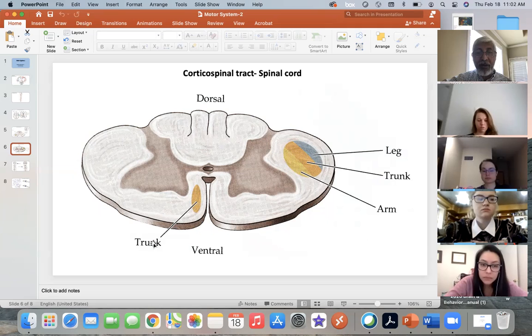Anyway, so good that you realize that this is anterior corticospinal. Now, these fibers represent the fibers of the trunk, right? Anterior corticospinal. This is lateral corticospinal. They will go to the distal muscles, the muscles of the leg.